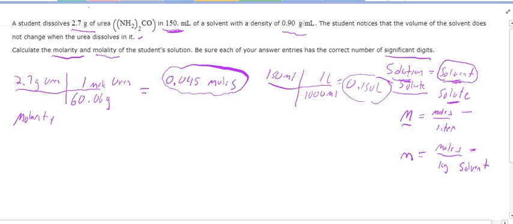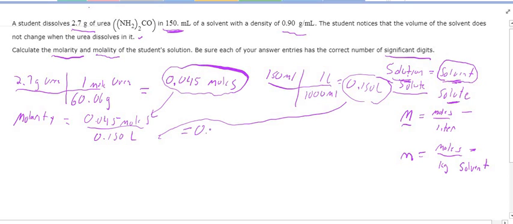Alright, so now for molarity, let's do that one first. Molarity is going to equal 0.045 moles, and that's going to be per 0.150 liters. I just took this value and put it there, and took my volume and put it right there. And when I do that math, I get 0.30 moles per liter, or molar. I just calculated from this problem the molarity.